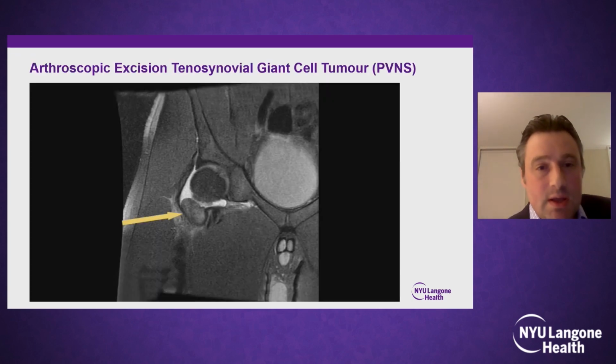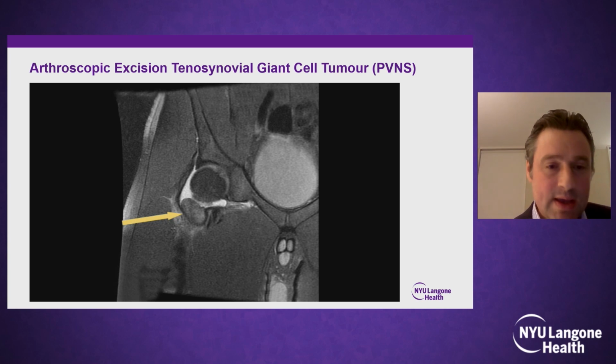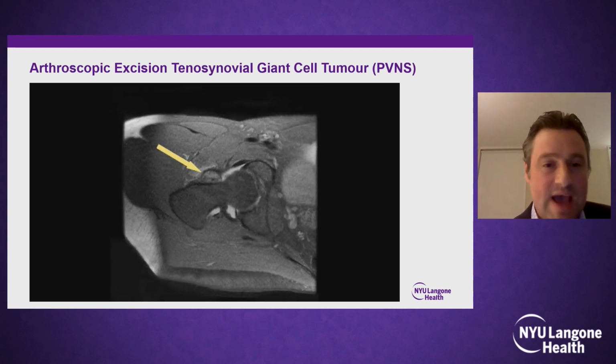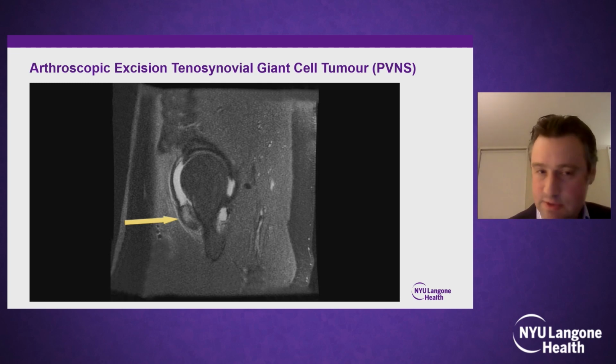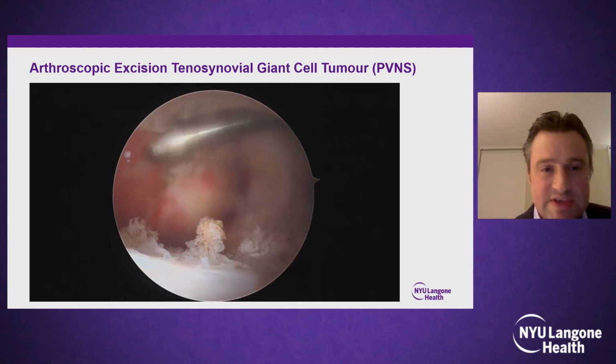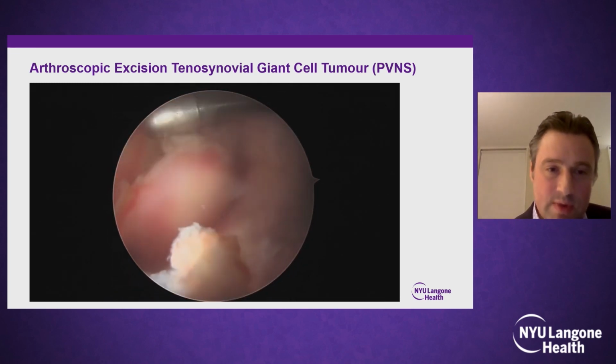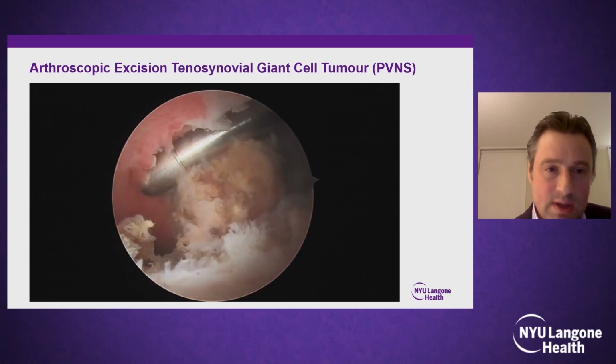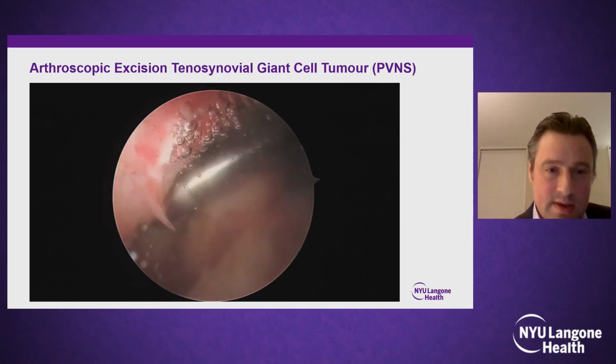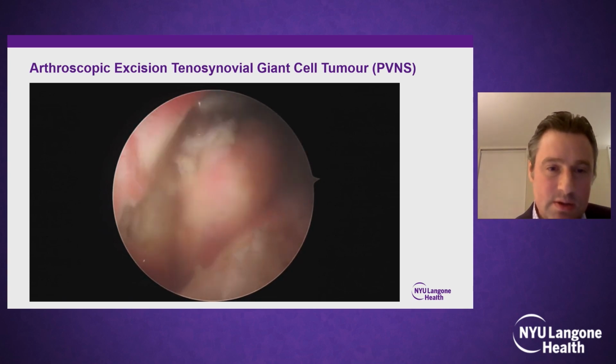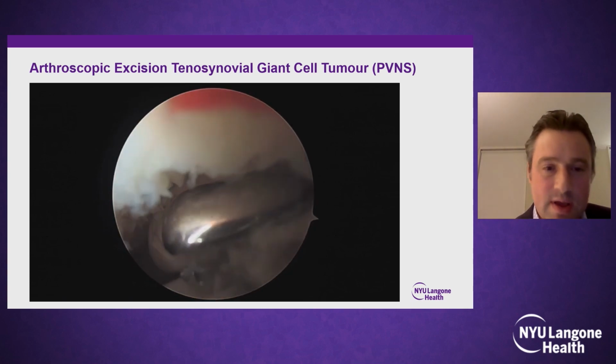So here's a PVNS or a tenosynovial giant cell tumor. This is a coronal slice MRI. You see that mass there anteriorly and inferiorly at the femoral neck. It's axial view, sagittal view. And this is looking inferiorly from a standard anterolateral portal. That's an ablator, getting around the margin of the mass there, looking inferiorly and inferomedially there.